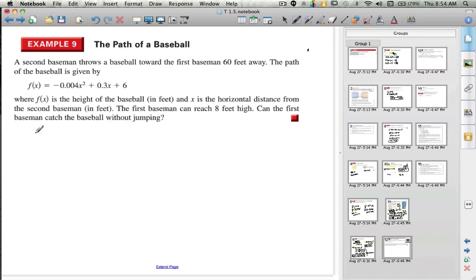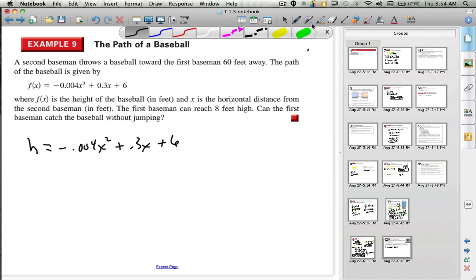So let's go ahead and rewrite this a little bit. I'm going to say that height is equal to negative 0.004x squared plus 0.3x plus 6. Then we know that the distance it needs to be from the second baseman when the first baseman gets it is basically 60 feet. I guess we're ignoring the concept that if the first baseman can reach 8 feet high, he could also reach forward a certain distance, maybe not 8 feet, but something close. We're ignoring that for the time being.